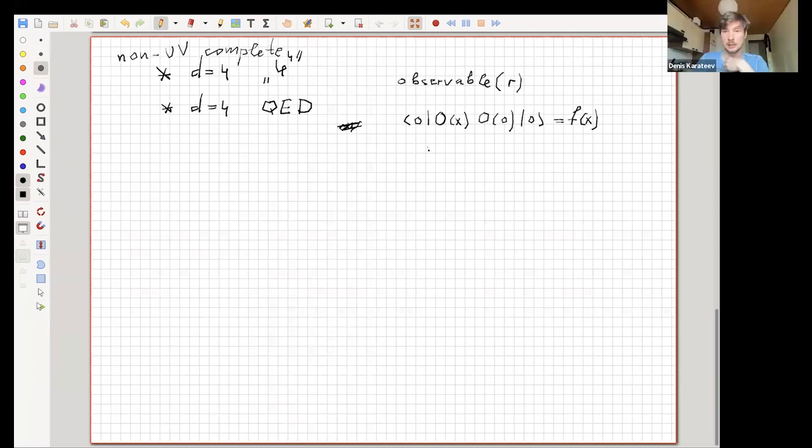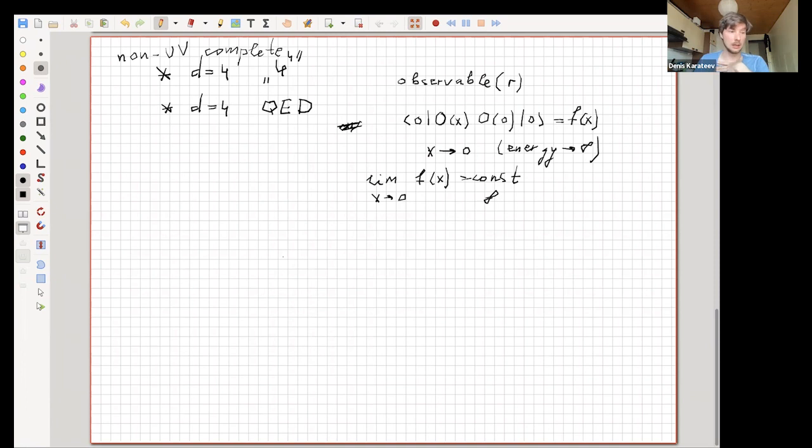If you now take the limit x goes to zero, it means energy scale to infinity. In a UV complete theory, you will see that f in the limit x goes to zero will be some constant, right? But if it's a non-UV complete theory, in general, you will have some divergence, infinity.